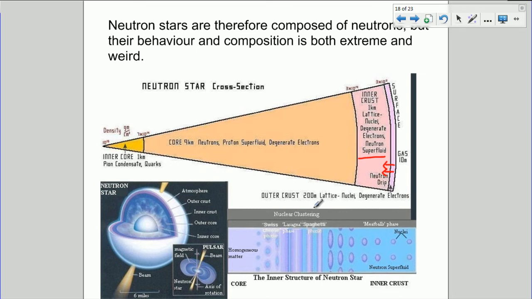Here's another one. I love this. The way the nuclei are clustered together, you've got the meatballs phase, the spaghetti phase, the lasagna phase, and the Swiss cheese phase, and then we don't really know what happens beyond that. So, there's been a lot of intelligent speculation about what might go on within a neutron star.